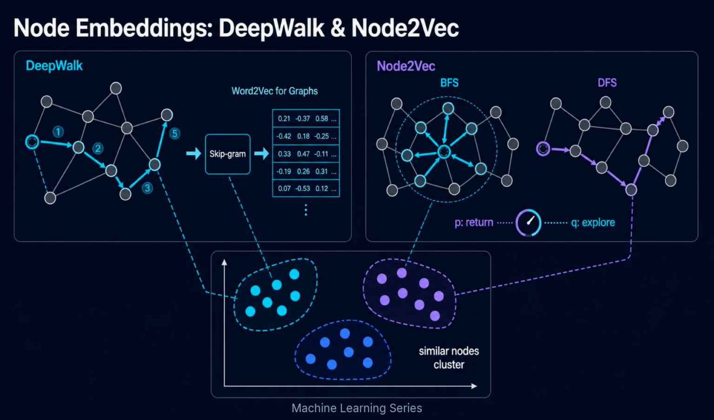How do we convert graph structure into features that machine learning models can use? Node embeddings solve this by mapping each node to a dense vector where similar nodes are close together. DeepWalk adapts Word2Vec for graphs. It performs random walks on the graph, treating the walk sequences like sentences, then trains skip-gram to learn node vectors.